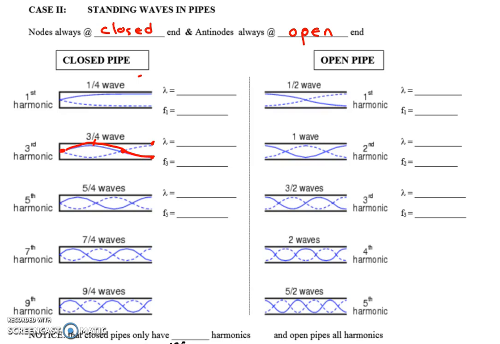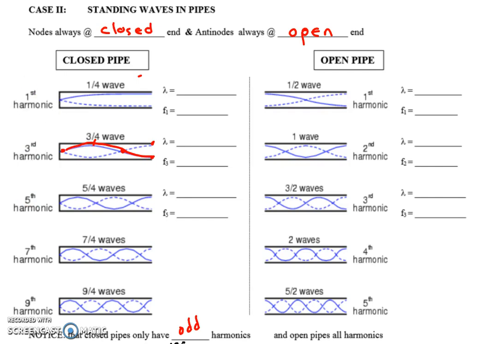And what you want to notice, if you pay attention, is that these are odd harmonics. Okay, there are no 2nd, 4th, 6th, 8th harmonics with a closed pipe. They only come in odd numbers because, as we will see, the frequency at which this occurs is 1/3 the frequency of this, which is 1/5 the frequency of the first harmonic, etc. Okay, and that's just the way it works out.